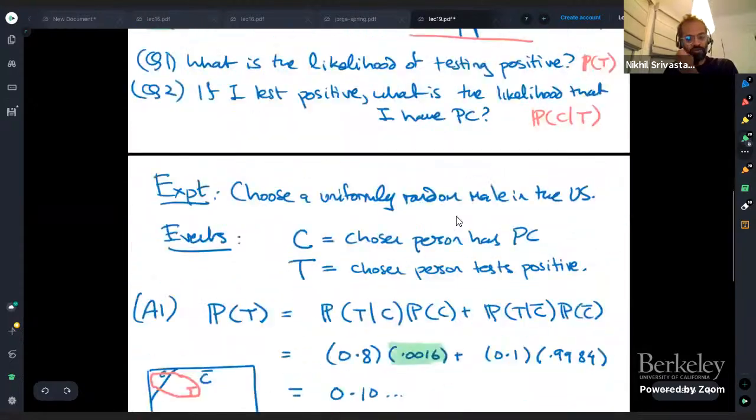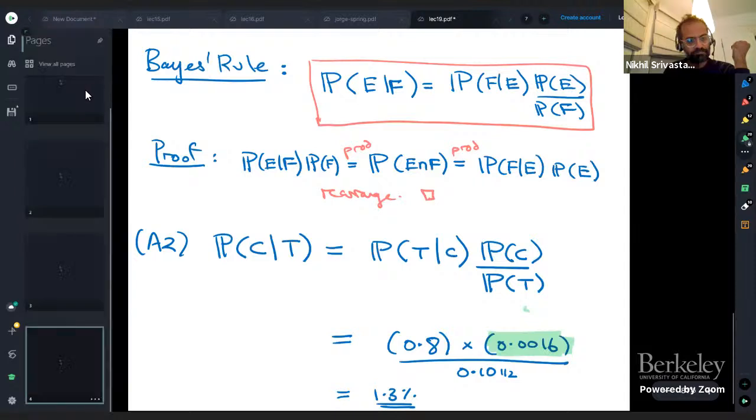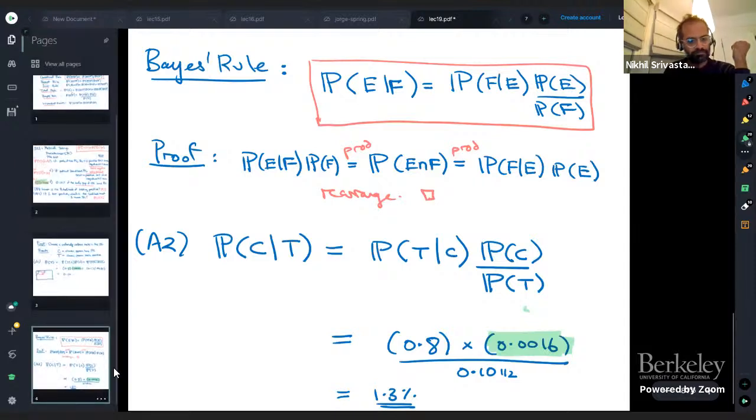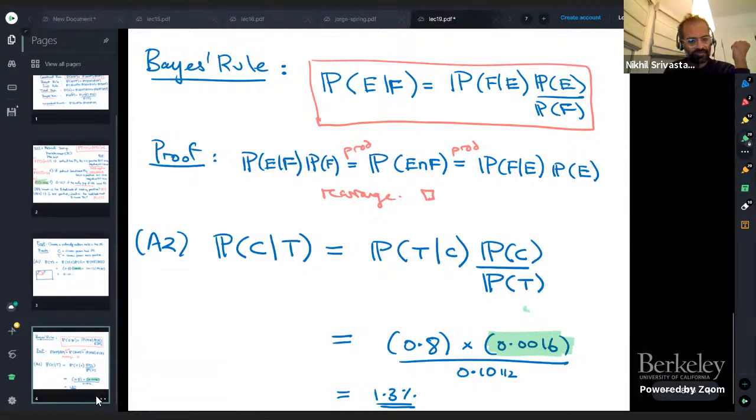Okay, so any comments or questions about this? Okay, so I'm just going to add some pages.